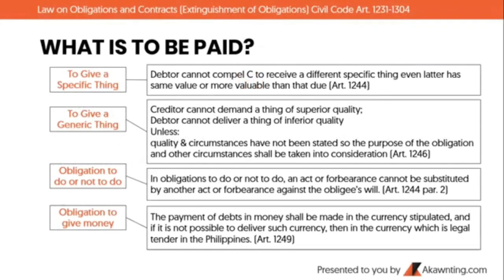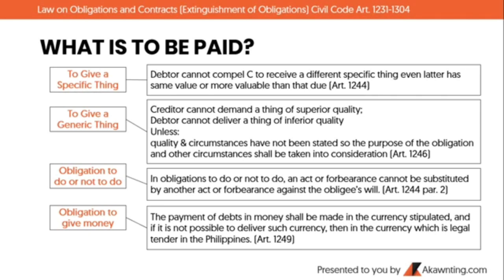Okay? So, ayan. Na-explain natin kung ano yung mga yun. I-summarize natin yung mga nabanggit ng mga related articles na yun, okay? So, what is to be paid? Kapag ang babayaran ay isang specific thing, to give a specific thing, the debtor cannot compel the creditor to receive a different specific thing, even if the latter has the same value or is more valuable than that due. Okay? So, kapag napag-usapan niyo ay isang specific dog, yung specific dog na yun ang kailangan mong ibigay. Dahil kapag nagbigay ka ng ibang dog, hindi yun valid payment at hindi ma-extinguish yung obligation.